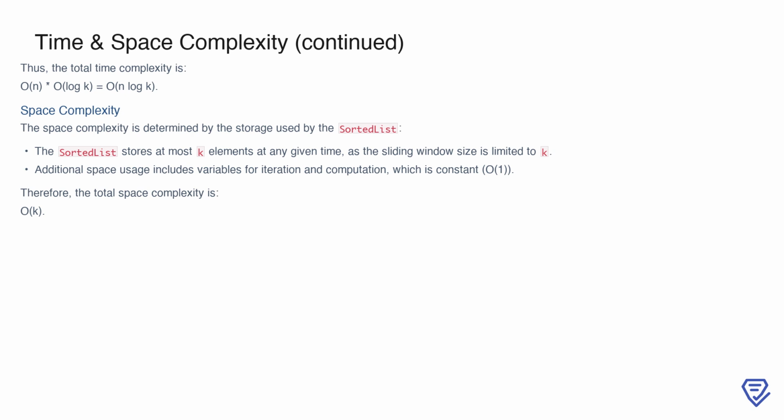Now, let's move to the space complexity. The primary contributor to space usage is the sorted list, which stores up to k elements at any given time because the sliding window is limited to size k. Beyond that, the only additional space used is for variables necessary for the iteration and computations, which is constant and doesn't scale with input size, making it O(1). Therefore, the overall space complexity of the solution is determined by the sorted list, resulting in O(k).